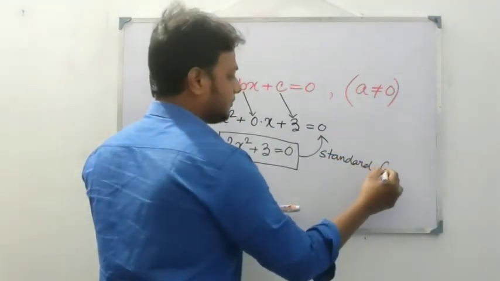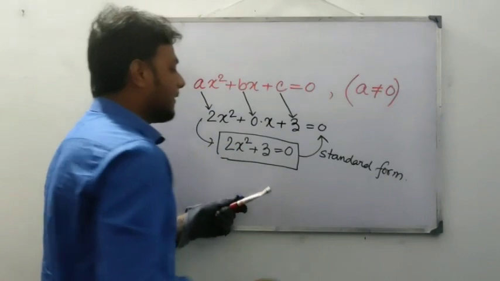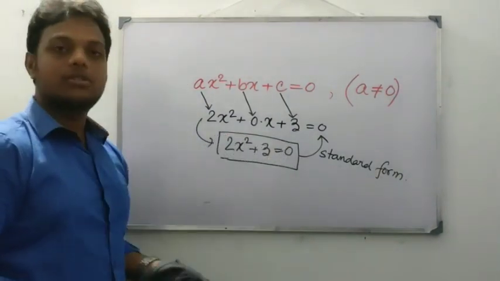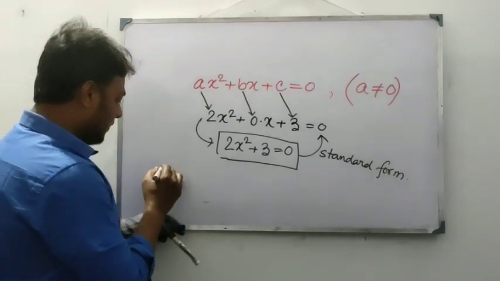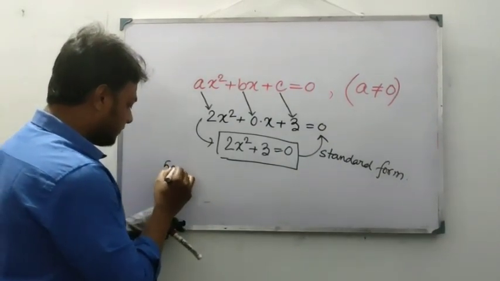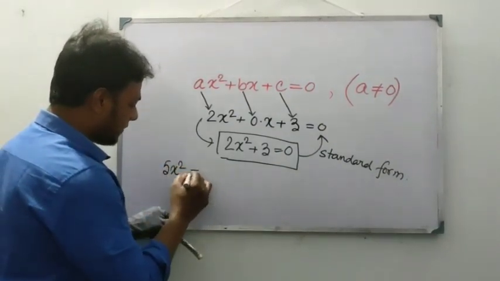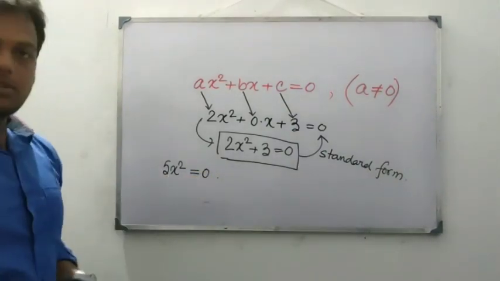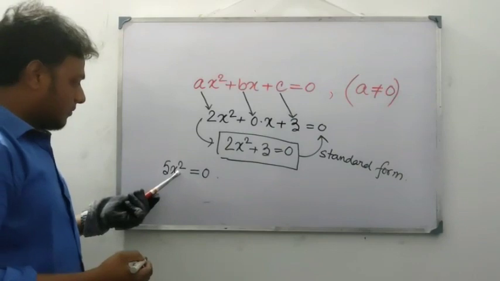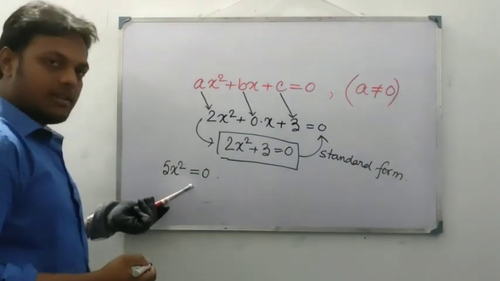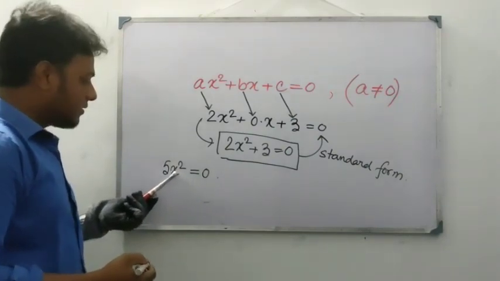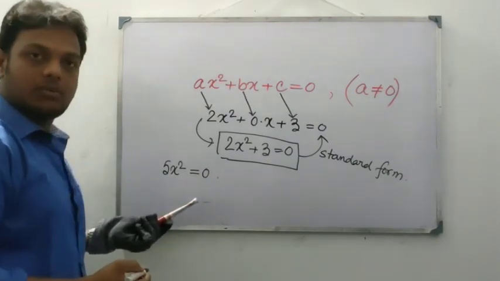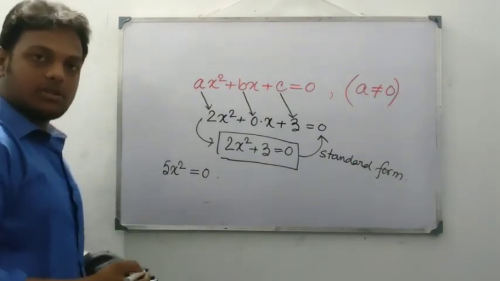Standard form. So is it clear that here b can be 0, c can also be 0? Check. Suppose I am giving you 5x square equals to 0. Then what about the degree of this equation? Here the variable is x and the highest power of x is 2. So obviously this is a quadratic equation, clearly.